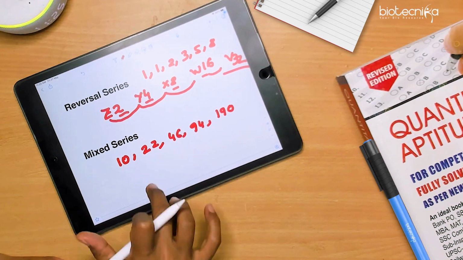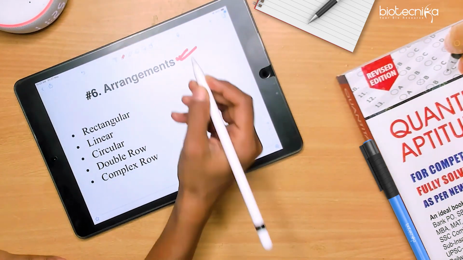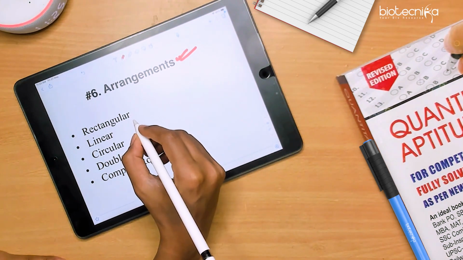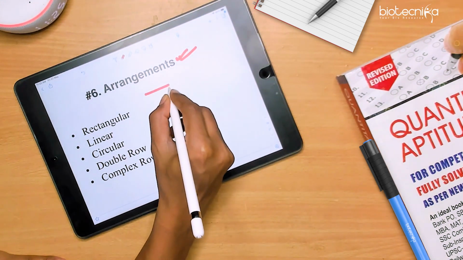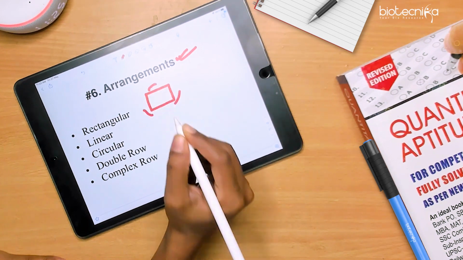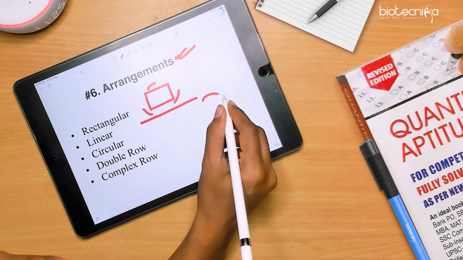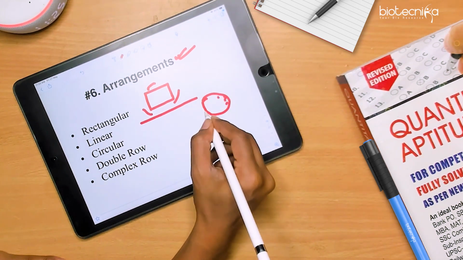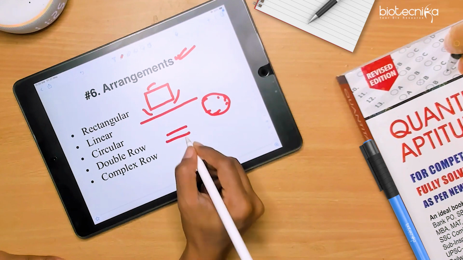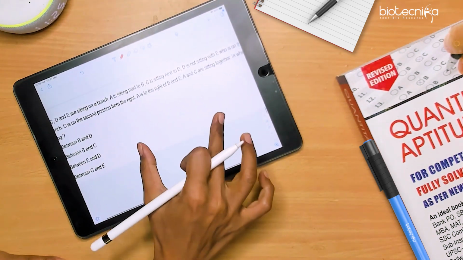Okay, the next type of questions which you can easily do is arrangements, like sitting arrangements. Rectangular, where they are at a rectangular table or something, you have to take care of the direction in which it is proceeding. Linear will be the simplest ones. Circular will be where they are facing towards each other. Double row, and also there will be complex arrangements, right? So let me show you an example.